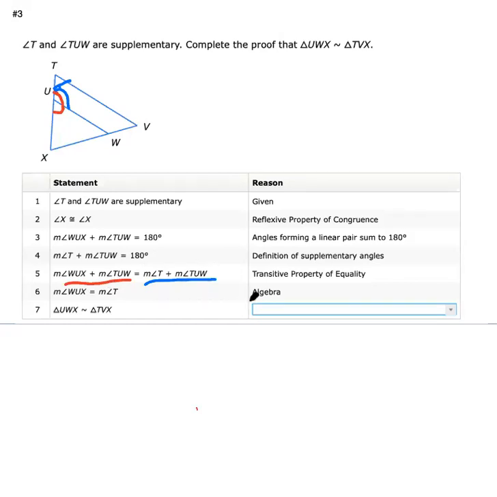All right, and this leaves us with the last one. And this one is going to be similar to our last problem. It's going to be AA similarity, because we found two different angles for both triangles, and now we can prove that they are similar triangles.